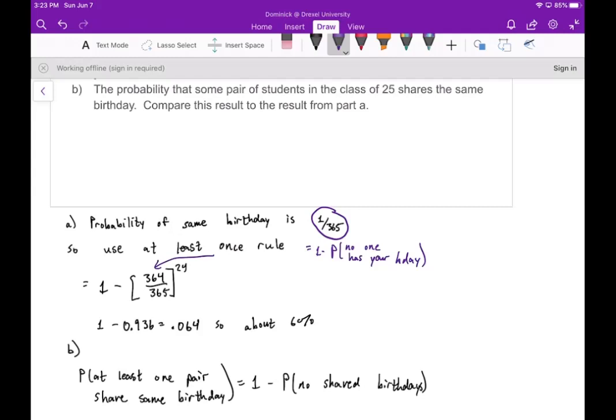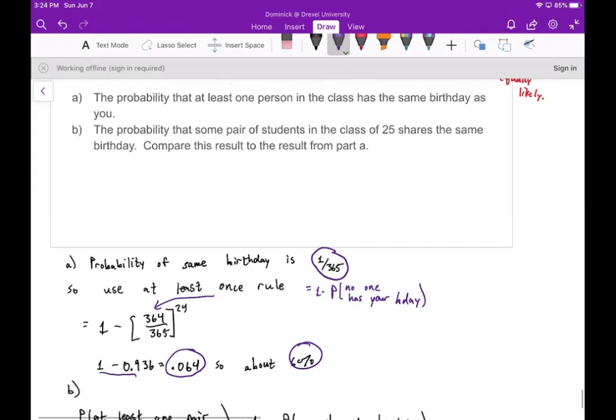So of course this would be 1 minus 364 over 365 to the 24, which comes out to about 1 minus 0.936, which gives you 0.064. So this tells you that you have about a 6% chance to share a birthday with somebody in a class of 25 students. Now, part B is interesting because now we no longer care about your particular birthday.